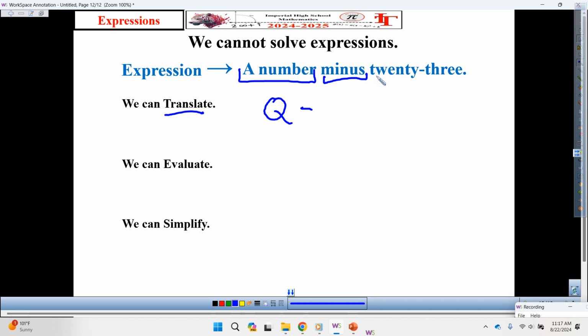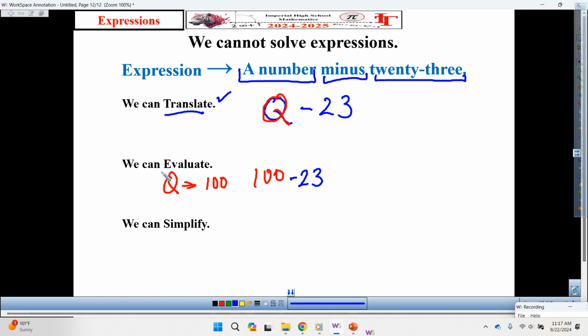Minus. Can we translate this into a number? Yes. So what I just did, I translated that expression. Straightforward? Now, to evaluate this expression, I would need to know what Q stands for. So let's say the letter Q stands for 100. So to evaluate, instead of writing Q, what am I going to write? 100, that is correct, minus 23.